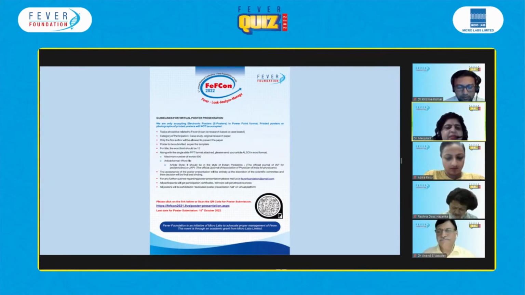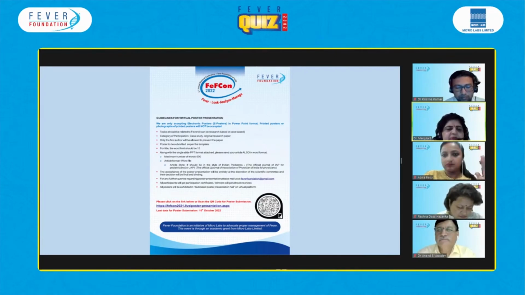And category of participation, when you register you can use a drop down button to select whether it is a case study or an original research paper. And when your poster is selected for presentation, only the first author will be allowed to make the presentation to our esteemed scientific committee. And the poster has to be submitted as per the template, otherwise it gets disqualified. And the title of your poster should be less than 15 words.